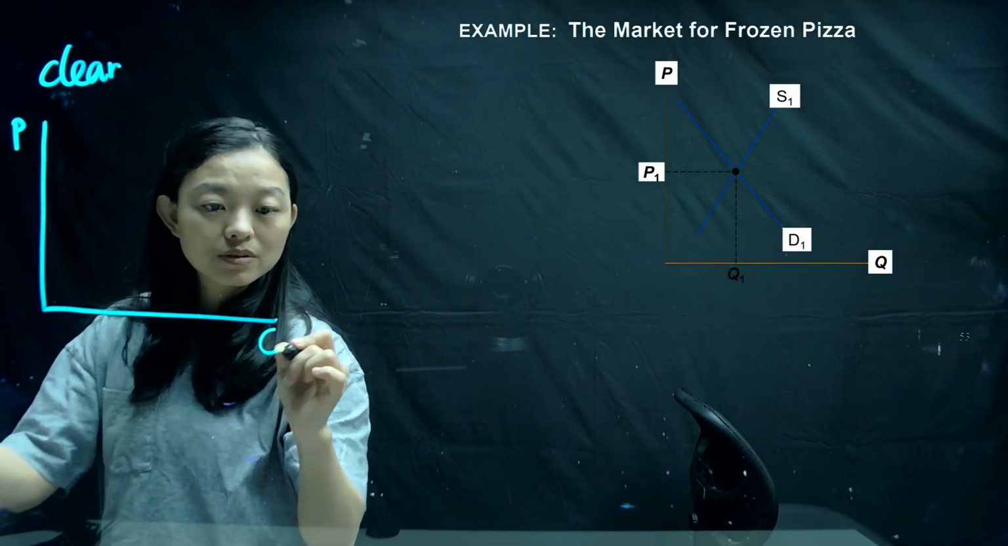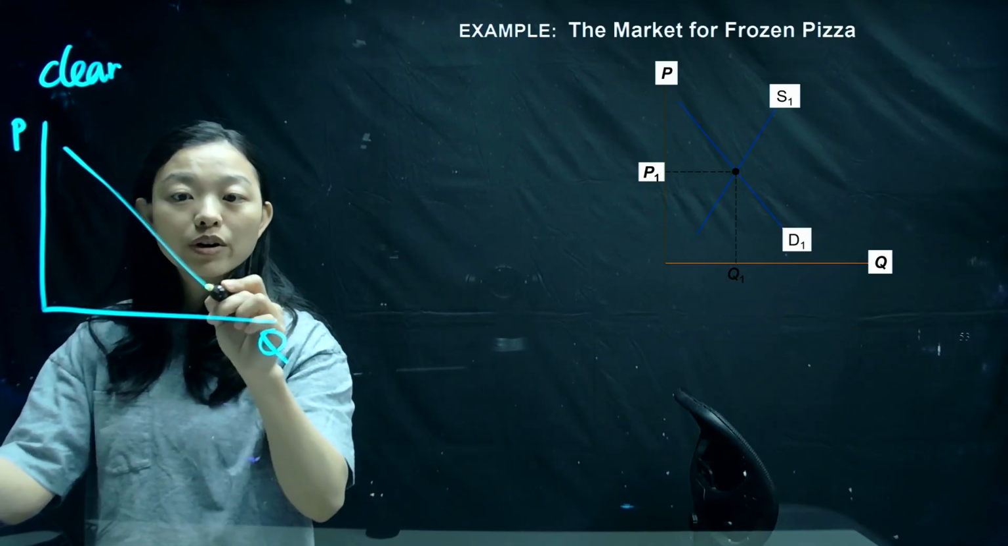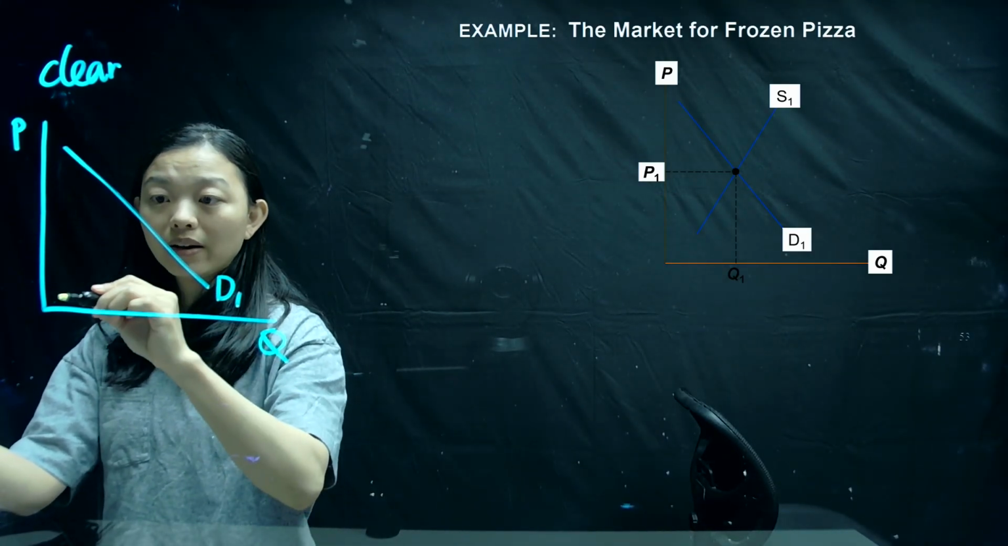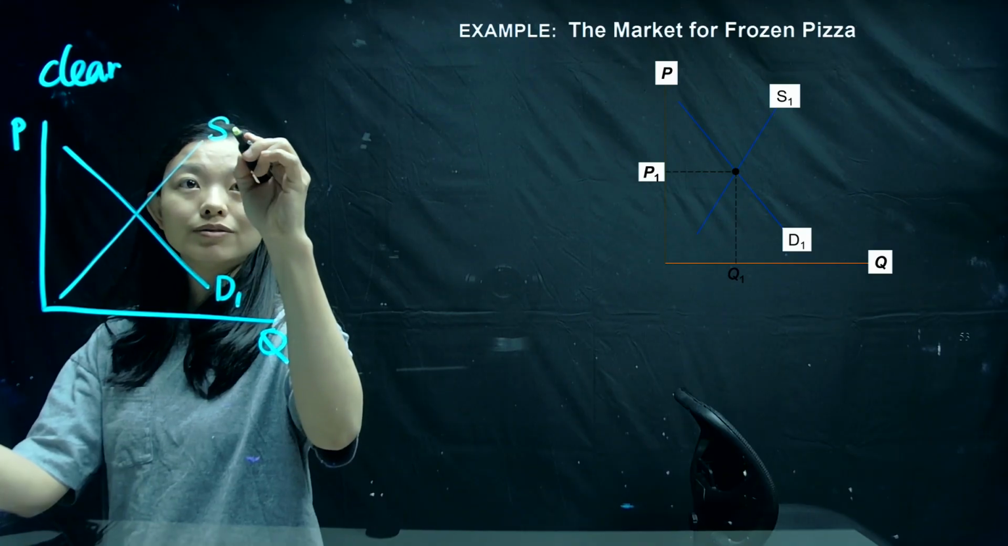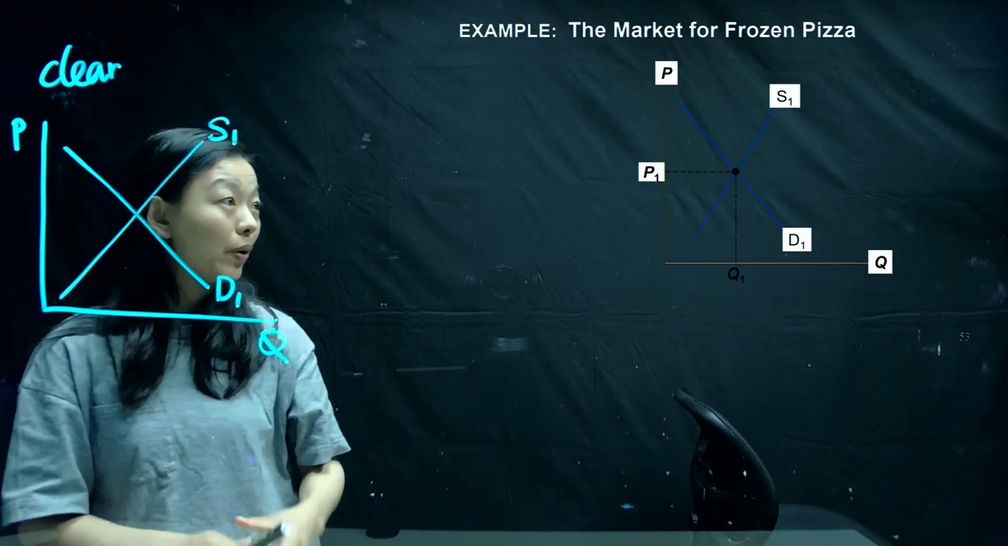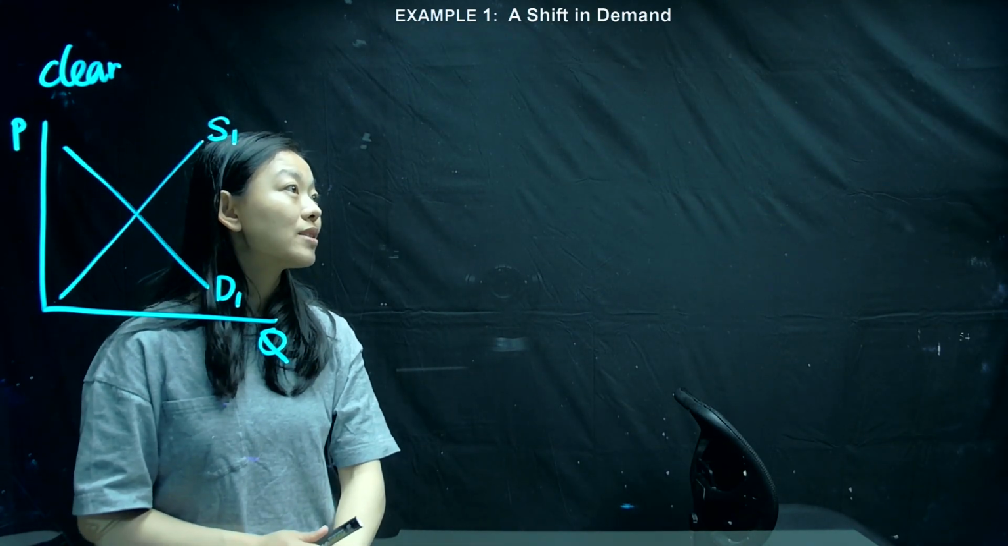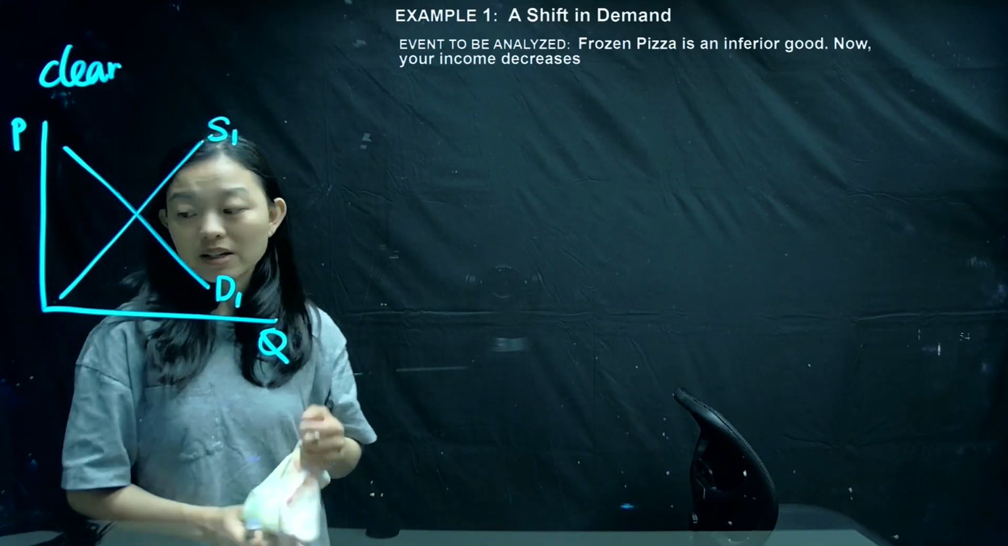This is the price, this is the quantity. Originally, we have a demand curve for frozen pizza marked as D1, and the supply curve of frozen pizza marked as S1. Okay? Now let's see what happens with this event.